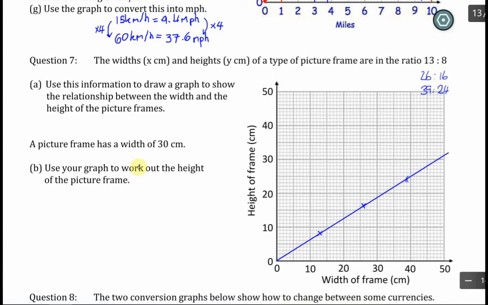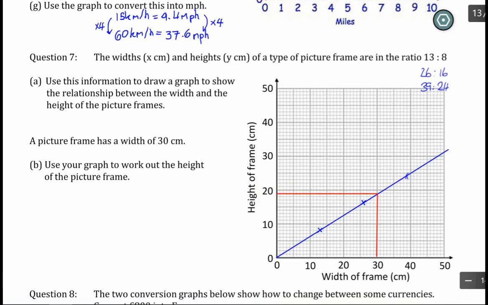Right. A picture frame has a width of 30 centimeters. Use the graph to work out the height. So 30 centimeters luckily is on there. Draw a line up. And it's approximately going to be 19 centimeters according to this.